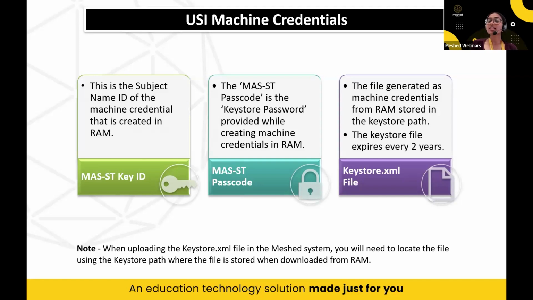Also, a note here that the key store file expires every 2 years from the date of creation. And once it expires, your USI integration within the mesh system will stop functioning. So keep a note of the date, and before the key store file expires, you have to create a new key store file following the steps as we talked about before.